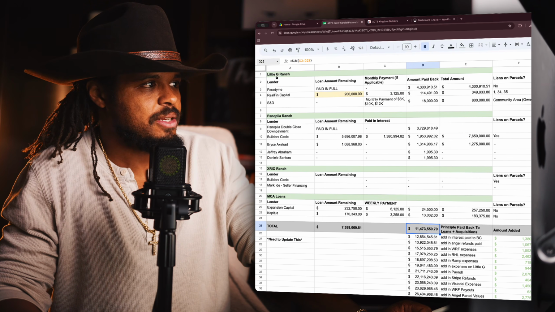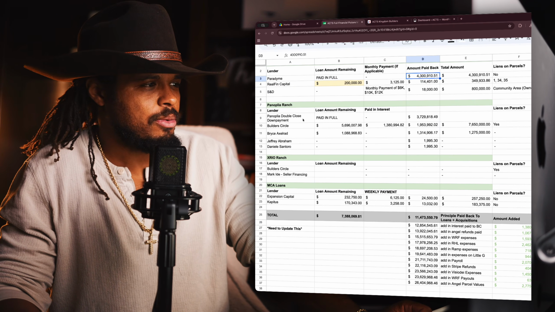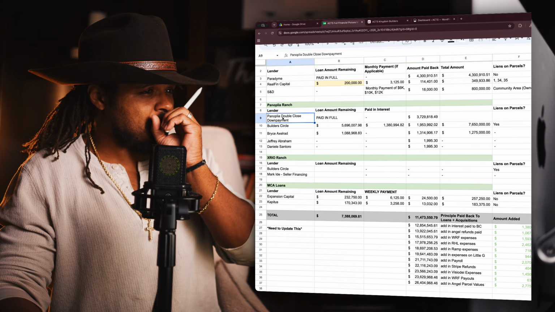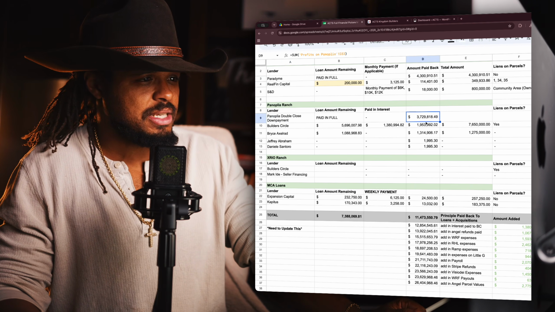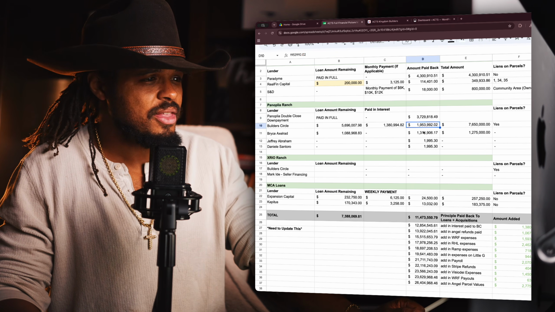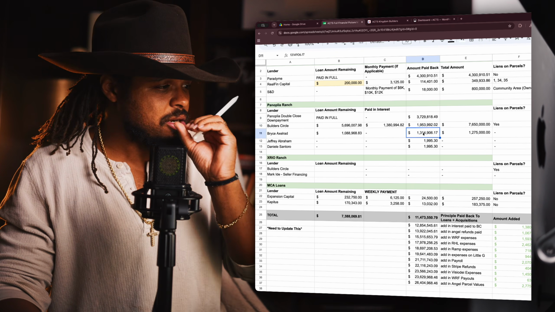Just between Little G and Panoplia, getting Little G up and running by paying back $4.3 million, getting Panoplia up and running, paying in $3.72 million, then another $1.95 million in principal, and another $1.3 million.